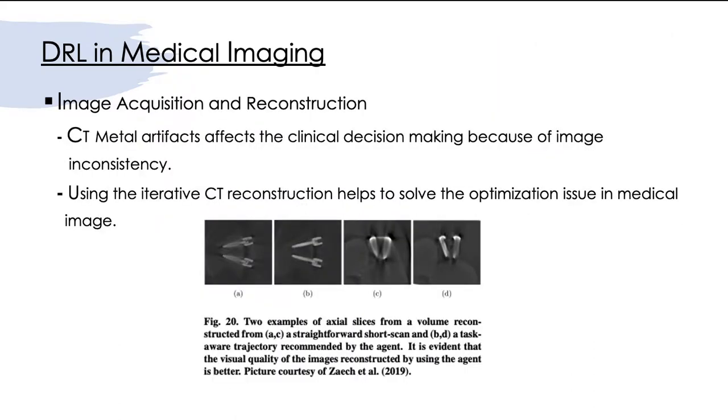Image acquisition and reconstruction. CT metal artifacts: when you do a CT scan, some of the metal artifacts affect clinical decision making because of the image inconsistency. So using iterative CT reconstruction helps to solve the optimization issue in medical images. So these are the samples of images that are used for evaluation.